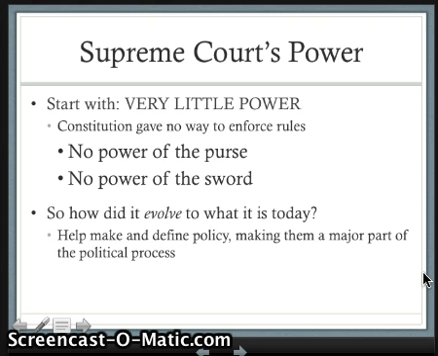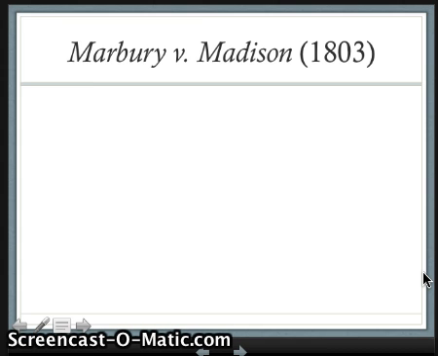Remember, Obama's healthcare law, 2 years of work by Congress, a lot of hard work by the states, could have been thrown out just a year later by the Supreme Court. Now they didn't, but that's power. Being able to throw out all that hard work, that's power. The answer is Marbury versus Madison of 1803.